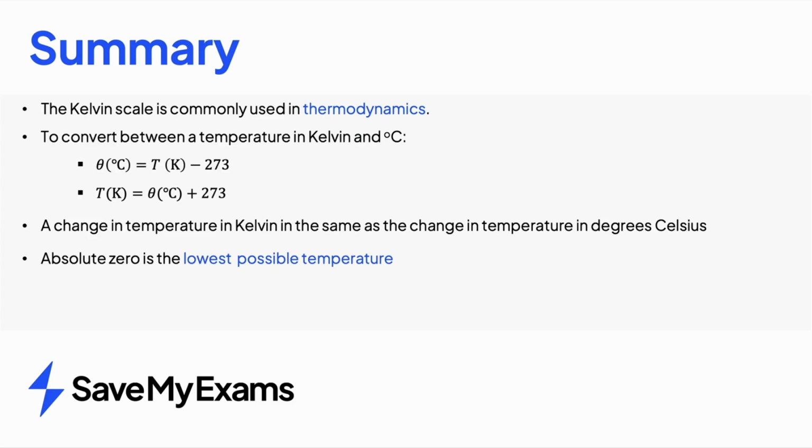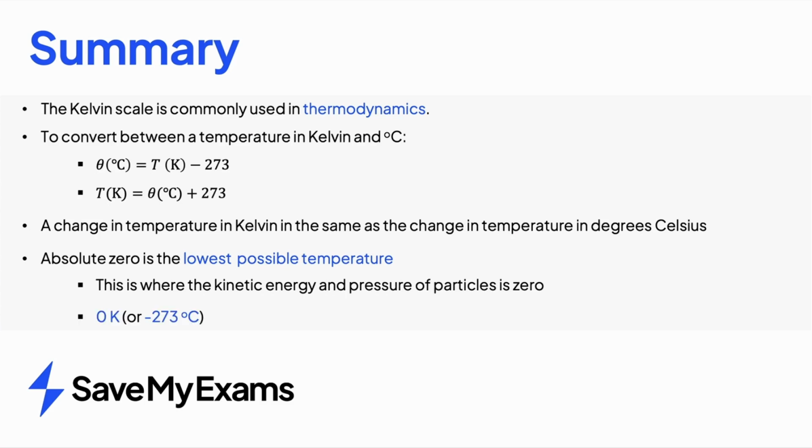Absolute zero is defined as the lowest possible temperature. For an object at absolute zero, its particles are completely still with zero kinetic energy and zero pressure. This is at 0 Kelvin or minus 273 degrees Celsius.